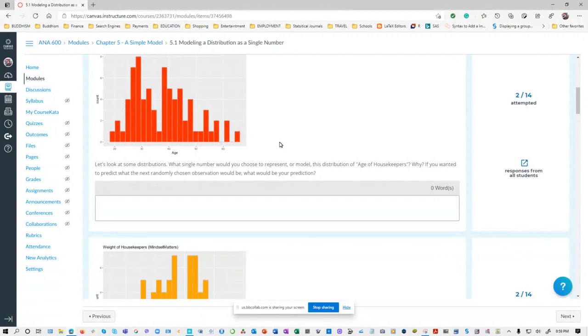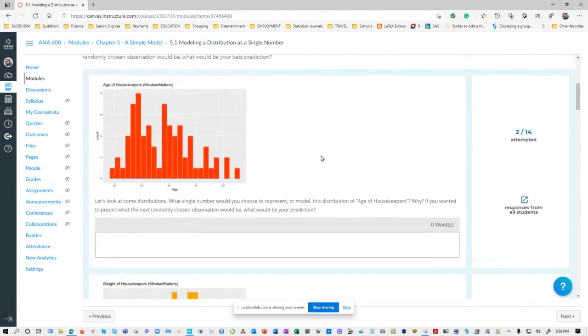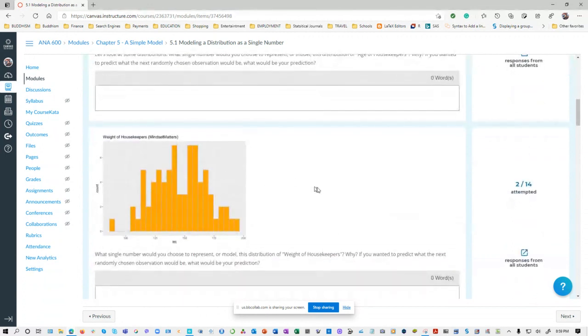But by looking at this, in order to make a prediction, the best number you can talk about is the average. If you know the average, for this kind of shape, on average you can say the next housekeeper who's going to be added will be at this age. He's going to have this kind of weight. Those kinds of things you can predict.